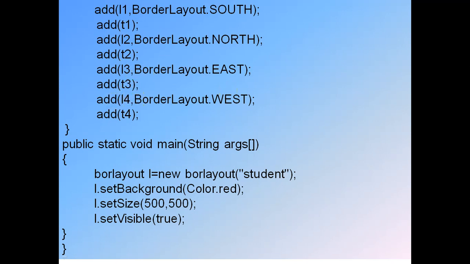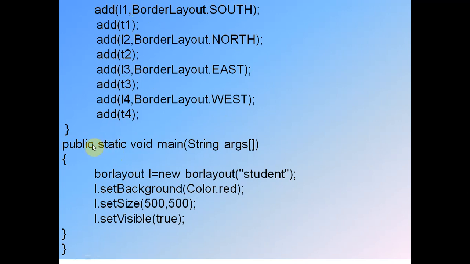Each pair is added on a different location. The first label L1 and T1 is added on south, L2 and T2 is added on north, L3 and T3 is added on east, L4 and T4 added on west. So this way we have plotted and we have added all the components.